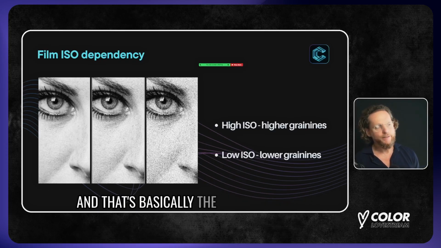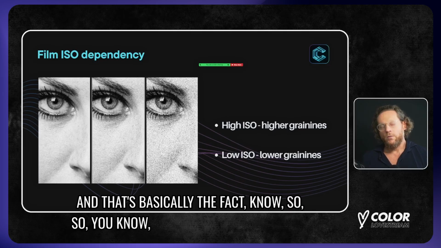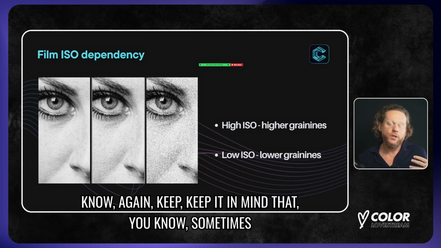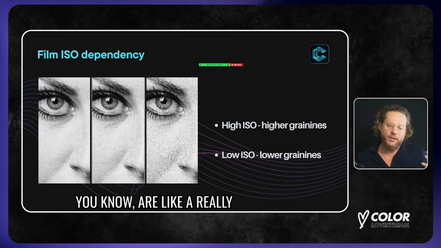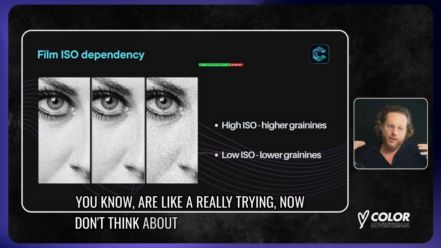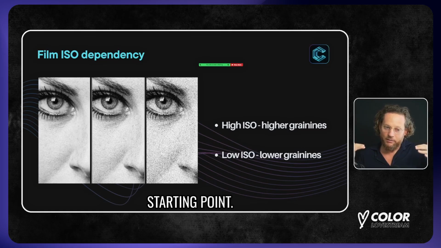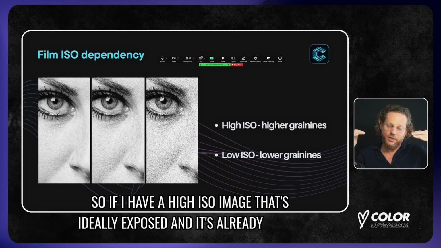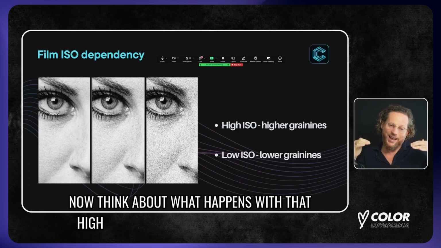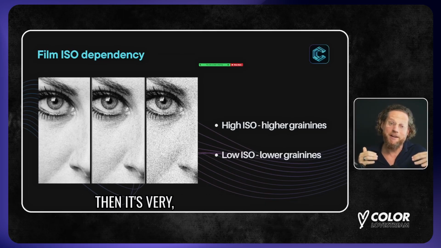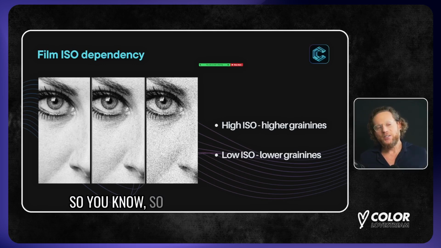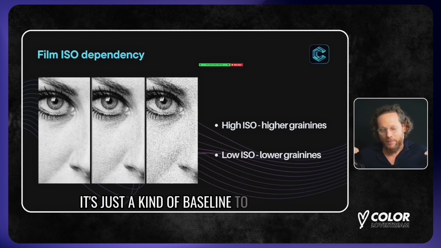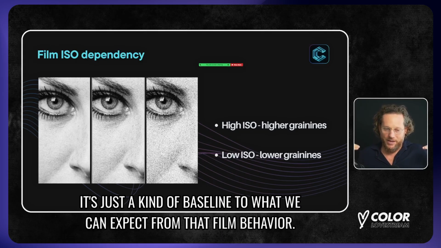And that's basically the fact. Keep in mind that this is a starting point. If I have a high ISO image that's ideally exposed and it's already grainy, now think about what happens with that high ISO image when it's underexposed. Then it's very, very grainy, right? So the ISO is just a starting point. It's just a baseline for what we can expect from that film's behavior.